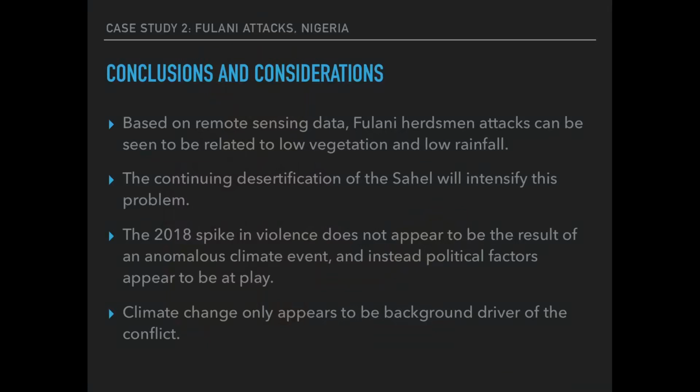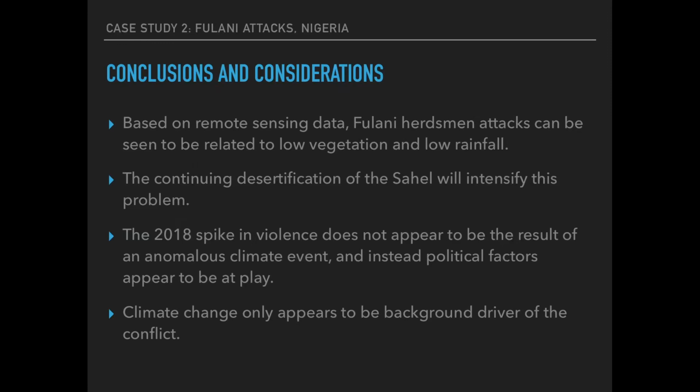So some things need to be considered here. Firstly, that based on this remote sensing data, the attacks are driven by low vegetation and low rainfall. And indeed, the continuing desertification of the Sahel region will intensify this problem. However, large spikes or outlying years can't always be linked to particular climatic events, because clearly there are political factors at play.